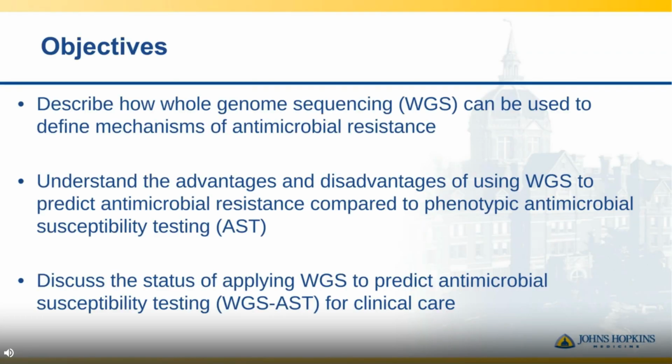So the objectives for today are to describe how whole genome sequencing can be used to define mechanisms of antimicrobial resistance, understand the advantages and disadvantages of using whole genome sequencing to predict antimicrobial resistance compared to phenotypic antimicrobial susceptibility testing, and discuss the status of applying whole genome sequencing to predict phenotypic AST for clinical care.